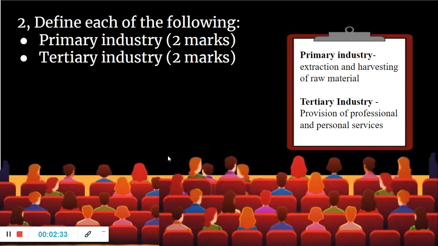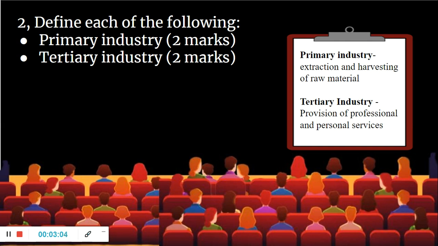All right. Number 2 says define each of the following: primary industry, tertiary industry. Again, a straightforward question. Define means that they are just asking for the meanings of the terms. You don't have to go into a lot of details. You don't have to go into an explanation. You don't have to elaborate. All you are doing is giving the meaning.